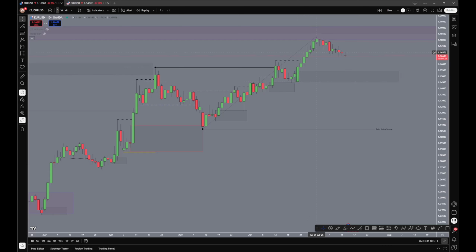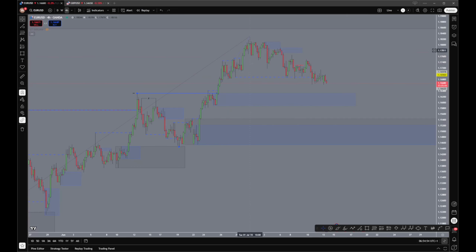Obviously, we don't have a change of character because of the way this internal leg was formed, each candle breaking the previous candle's high, but we can still have a pullback with this internal structure. We can see that we've broken this internal structure and continued down.